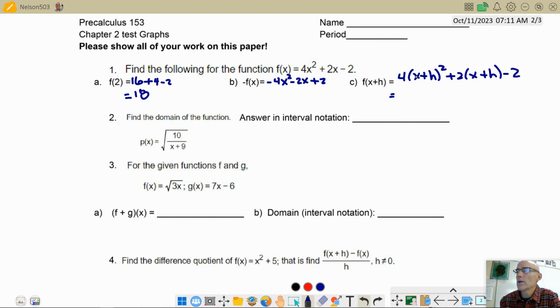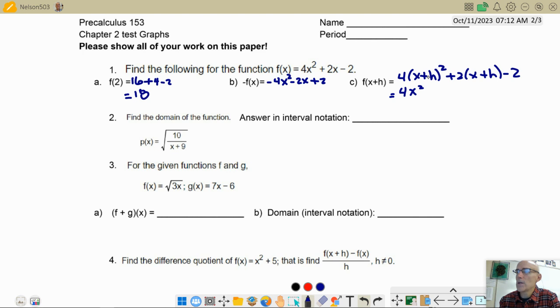X squared right here, right? Because we're squaring that guy. And then we have to multiply by 4, so I get 4x squared. The middle term is found by going x times h and doubling it. I'm not showing the whole FOIL process, and I'm not showing the distributive process here. I'm trying to show you the shortcut. So it's the first term times the second term in a binomial, and then you double it.